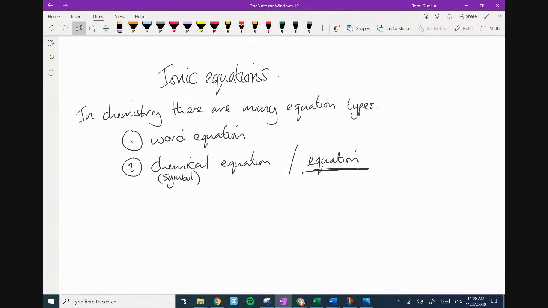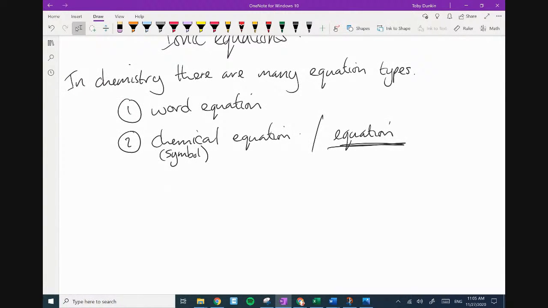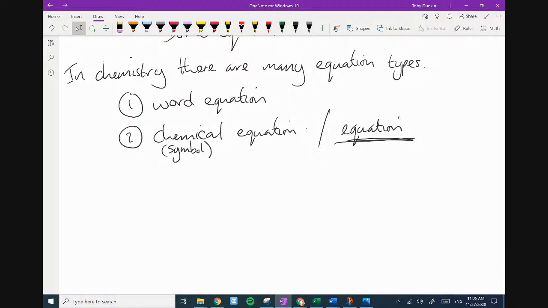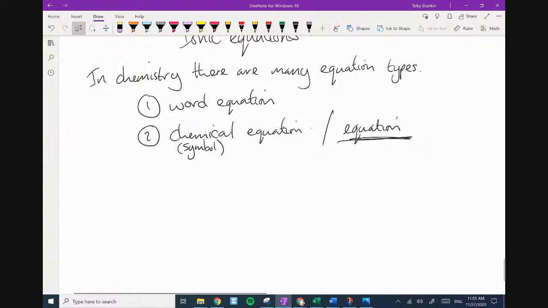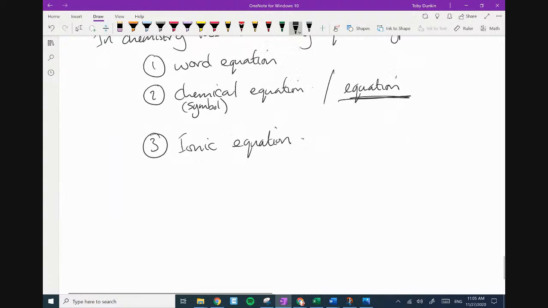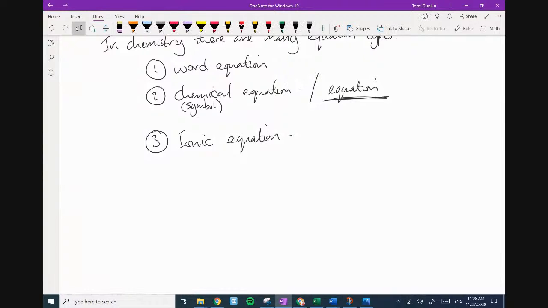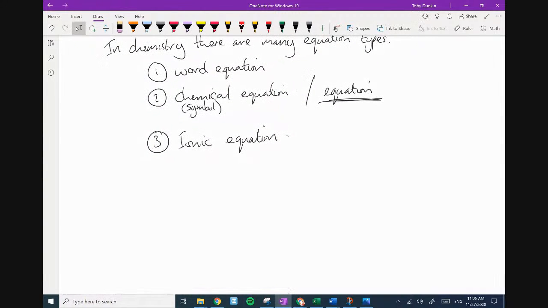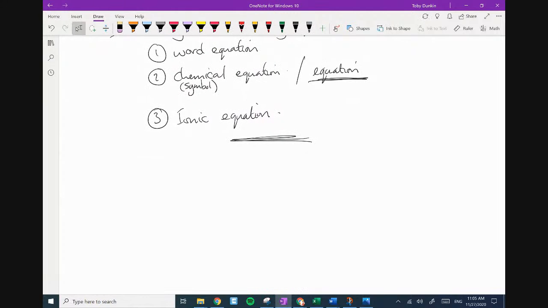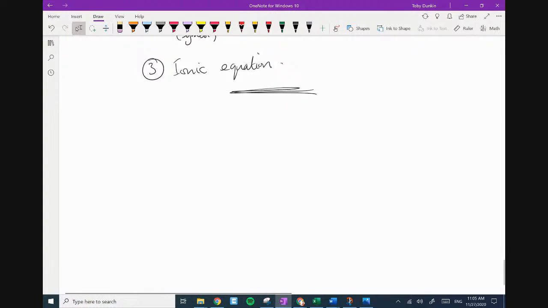You know what it is. It just means you're going to have the symbols. But anyway, the third one is the ionic equation. The difference between ionic and chemical is that a chemical equation technically gives you what's called the overall reaction. It's everything that's going to be doing stuff. But the problem is that not all stuff does anything.